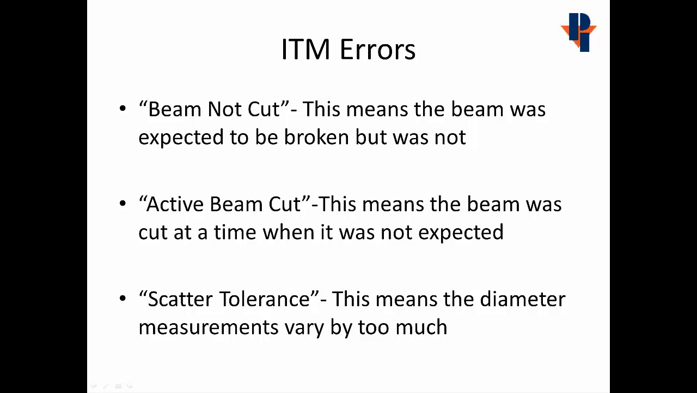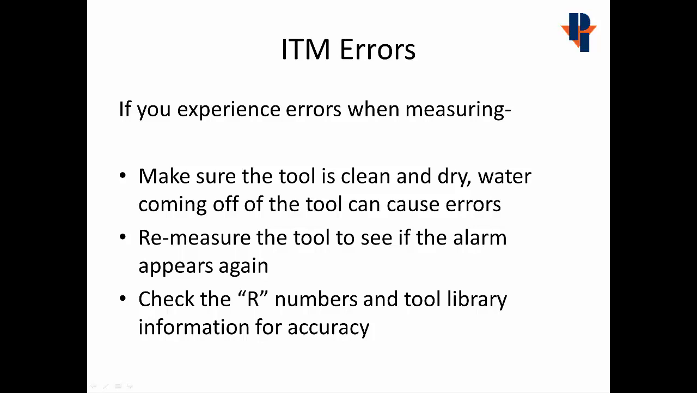There are 3 possible ITM errors: a beam not cut, an active beam cut, or a scatter tolerance. If you experience errors when measuring, make sure that the tool is clean and dry. Water coming off the tool can cause errors. Remeasure the tool to see if the alarm appears again.